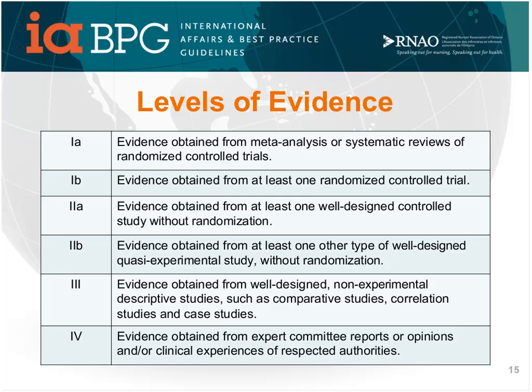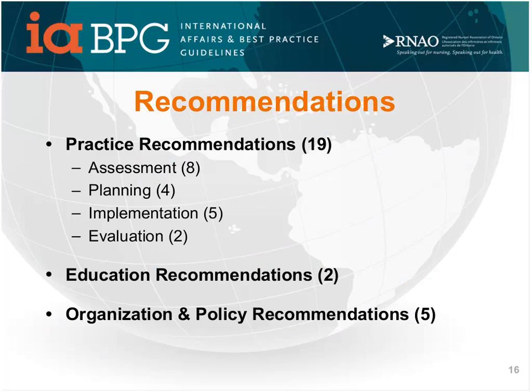So before I pass it over to Laura to discuss the practice recommendations, I just want to provide a summary of what the guideline includes. There are 19 practice recommendations which have been divided amongst assessment, planning, implementation, and evaluation domains. There are 2 education recommendations and 5 organization and policy recommendations. I'll now pass it over to Laura to detail for you some of the practice recommendations included in the guidelines.